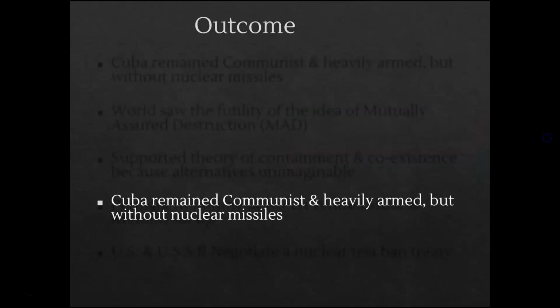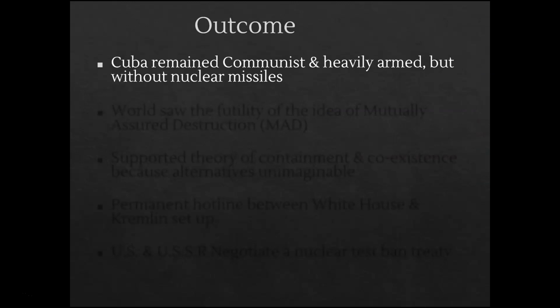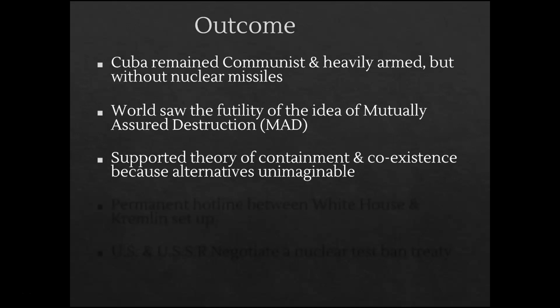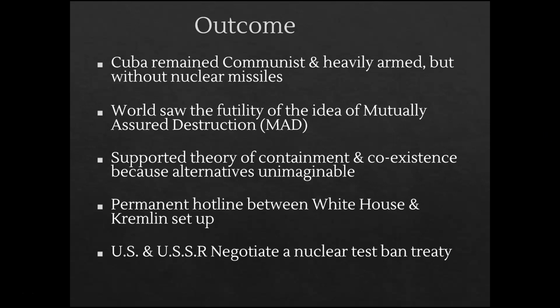Okay, so here's the outcome. Cuba did remain communist and heavily armed, but without nuclear missiles. Thank goodness. The world saw the futility of the idea of mutually assured destruction. That's a positive. It supported the theory of containment and coexistence because alternatives were unimaginable. There was a permanent hotline set up between the White House and Khrushchev to communicate, and the U.S. and the USSR negotiated a nuclear test ban treaty. So the outcome, by and large, was positive. It could have been immensely negative. Okay, so anyway, that's the story of the Cuban Missile Crisis.